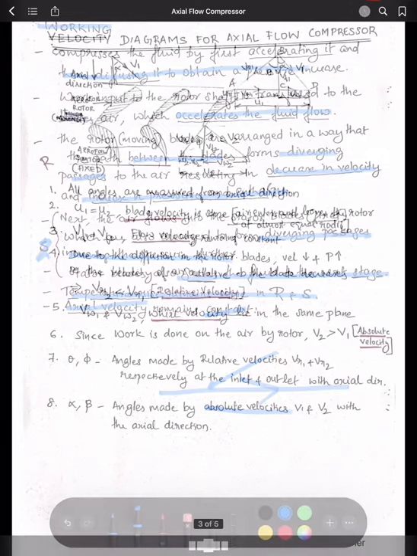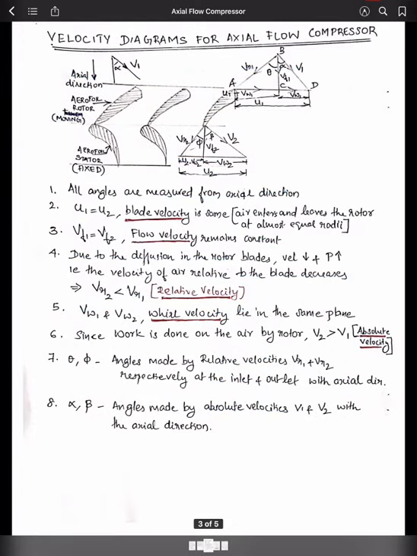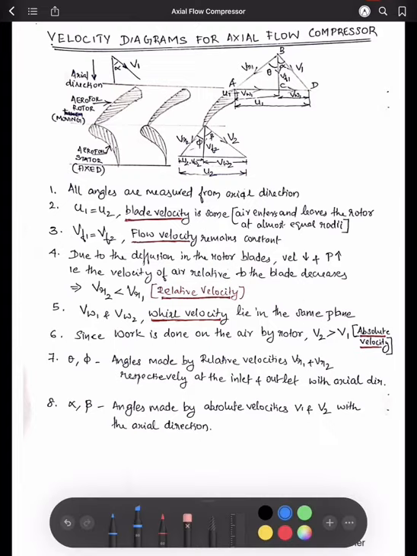Clear? So next I'll explain the velocity diagrams for axial flow compressors. Now listen carefully. As you can see, these are the aerofoil rotor blades and these are the stator blades.